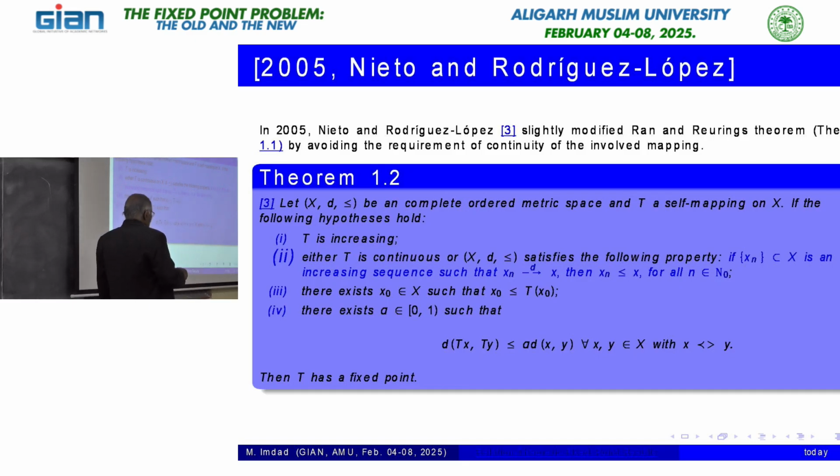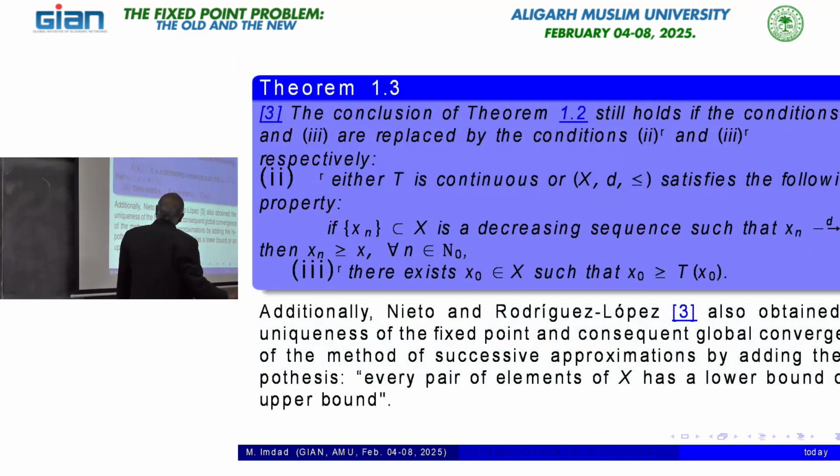And now another result of a similar kind is here, that is theorem 1.3. What is there? Only two conditions they have replaced by these two conditions here. First, the second condition was replaced by second dash, that is T is continuous or d satisfies the following property. If x n is a decreasing sequence, because here he has to take a decreasing sequence, x n is a sequence in x such that x n decreases to x, and x n is equal to or greater than x. This means they are continuing with a decreasing sequence. Then there exists x naught such that x naught is T x naught. So, these are the two things, because here we often have equal to or less than. In the case of the decreasing map, they took that x naught is equal to or greater than T x naught.